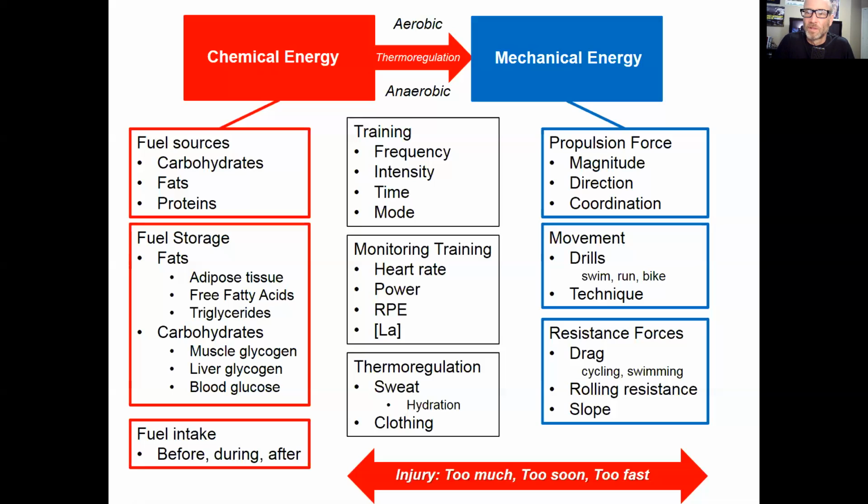Well, likewise, when we're biking, we typically use a power meter to measure power during cycling. And if we're pedaling at 200 watts, what that tells us is we're transforming chemical energy to mechanical energy at a rate of 200 watts. If we're going at a lower intensity, maybe 150 watts, we're transforming that chemical energy to mechanical energy at a lower rate.